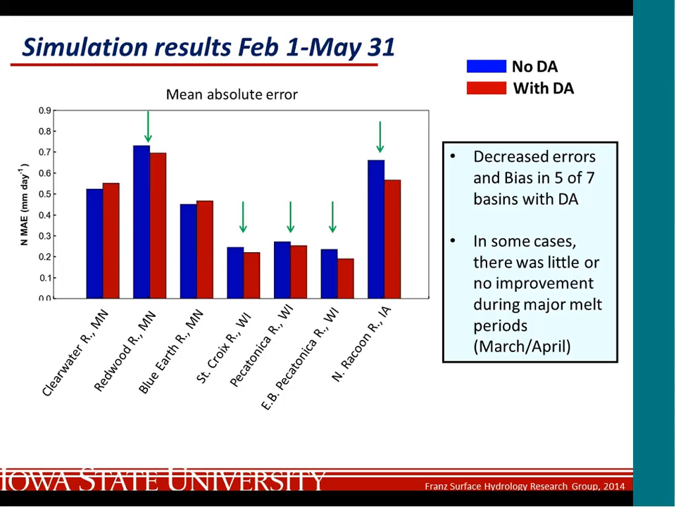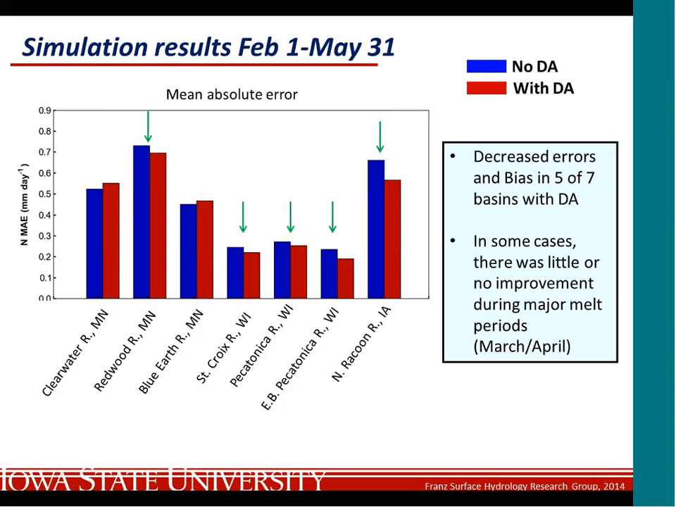This is looking at the mean absolute error normalized by the average stream flow for each watershed, comparing the simulations with no DA to the ones with DA. And in 5 of the 7 watersheds, we did see an overall improvement in the simulations of discharge when we applied the DA. There were 2 where we did not.